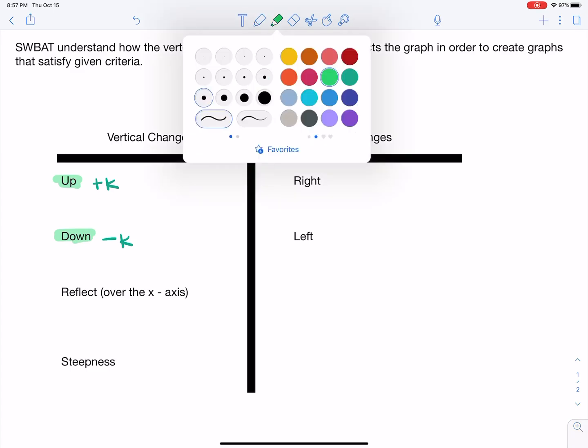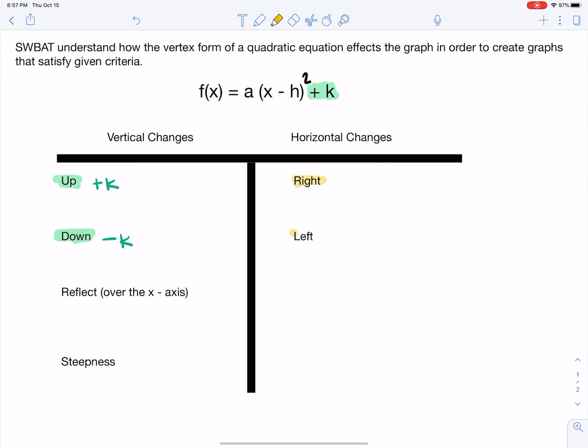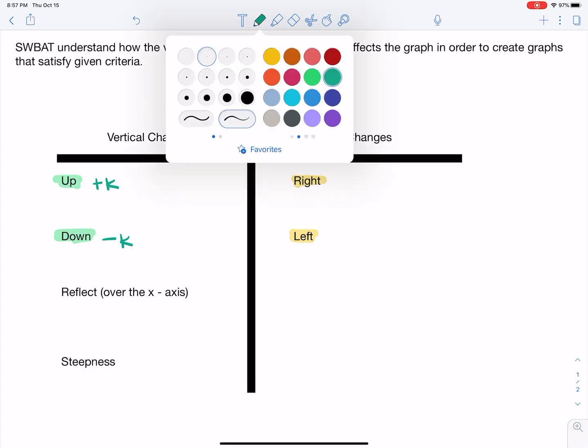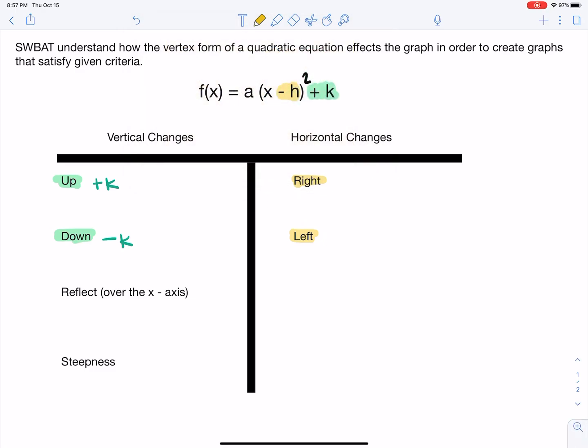Let's talk about left and right next. Left and right, we're going to look at h. Because left and right are the x values, they move left and right. So the h is going to move your vertex left and right. Now this happens opposite to what it seems it should, because the formula has a minus in it. Remember, when you take the h out, it makes it positive.